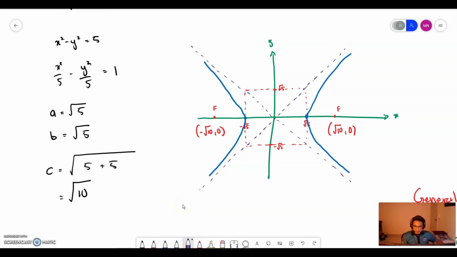Then for the asymptotes of this hyperbola, y equals plus or minus b over a x. So it will be y equal to x and y equal to negative x. Make sure you label the equations of the asymptotes in your graph. So here it will be y equal to x, and right here will be y equal to negative x.